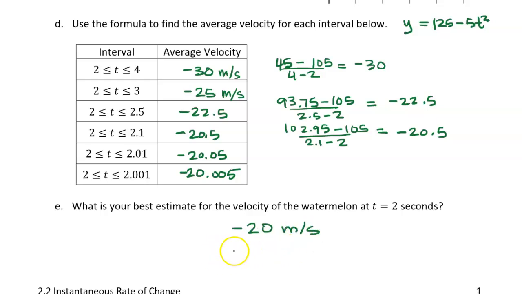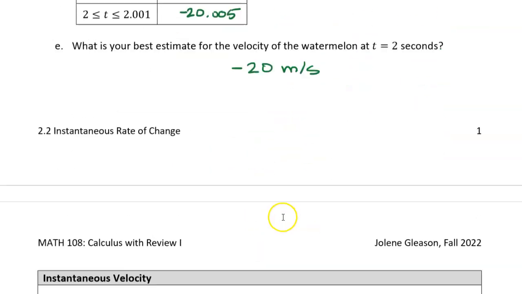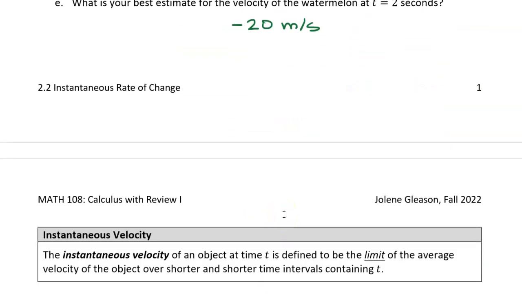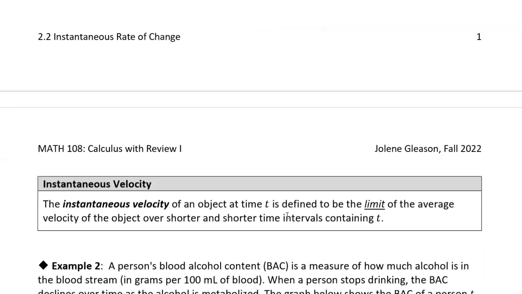Again, it's negative because it's falling. It's getting closer and closer to the ground, so the distance from the ground is decreasing. So that would be my best estimate, and that's what instantaneous velocity is all about. The instantaneous velocity is defined to be the limit of the average velocity over shorter and shorter time intervals, containing whatever the time interval that we're interested in is.